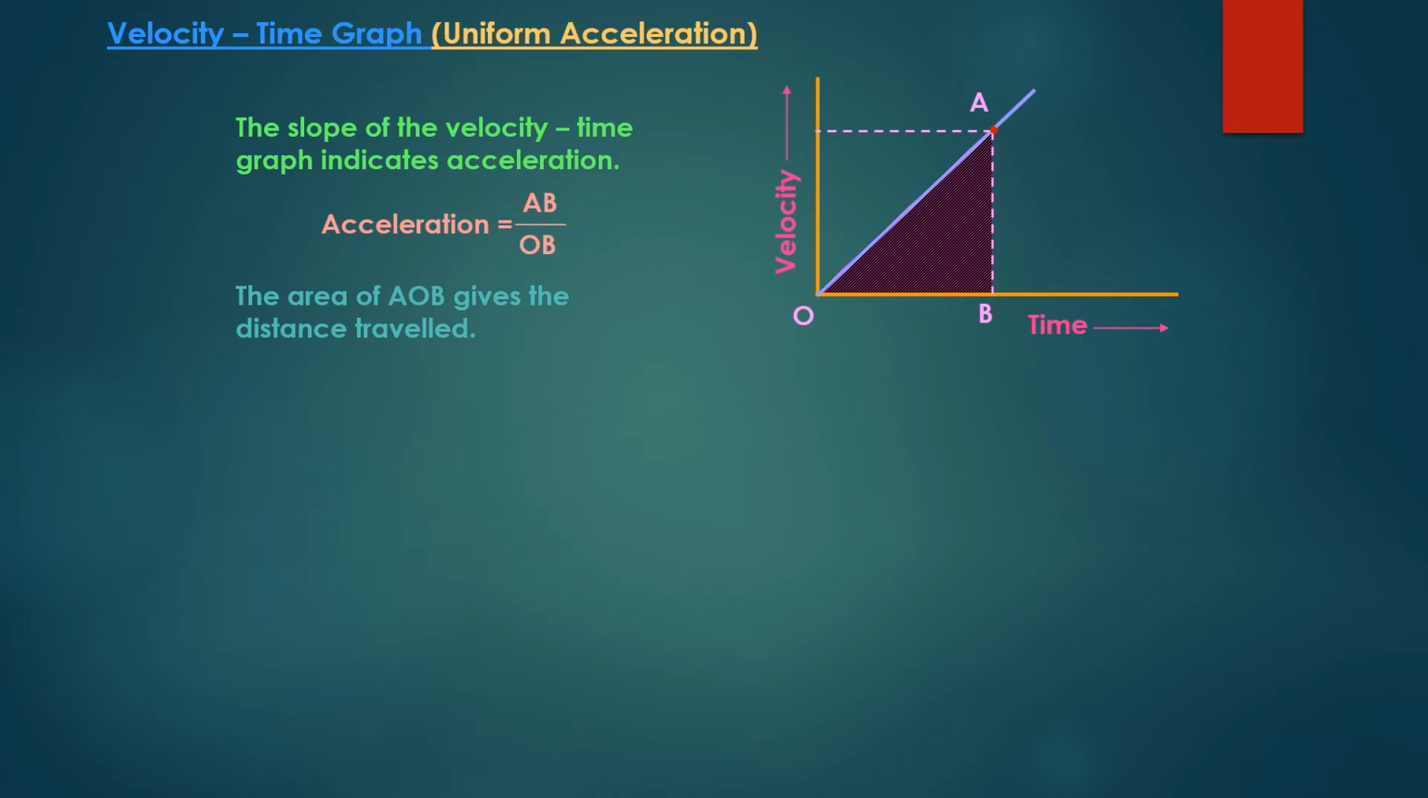The area AOB gives the distance traveled. Area covered under a velocity time graph gives you always distance traveled between O and B. Here it is a triangle.